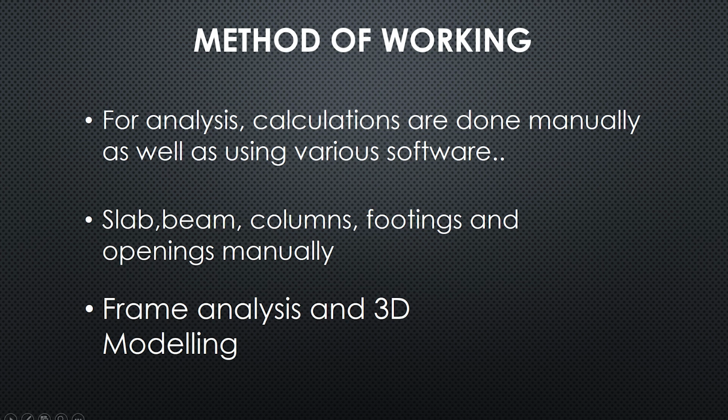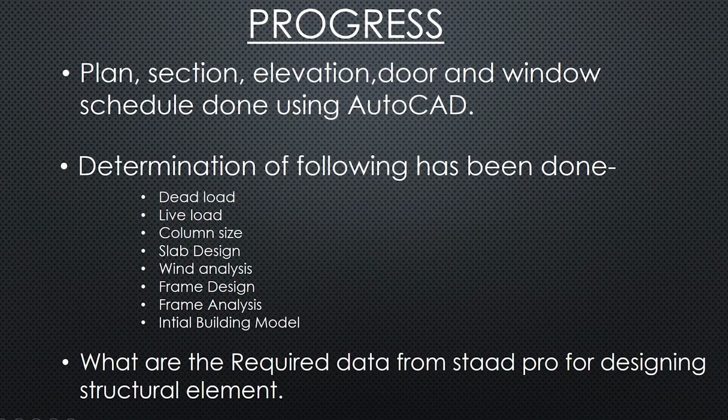The next point is, what are the elements which would be designed using this software? They are slab, beams, columns, footing, and openings. These elements can also be designed manually, and I'm going to show you how you can do this manual design as well. I will be showing you some checks manually. No doubt the software does it, but it is very important to cross-check as a good designer. So I'll be showing you the manual part as well.